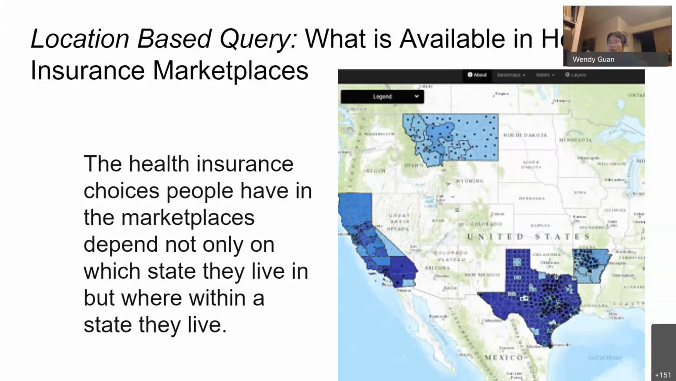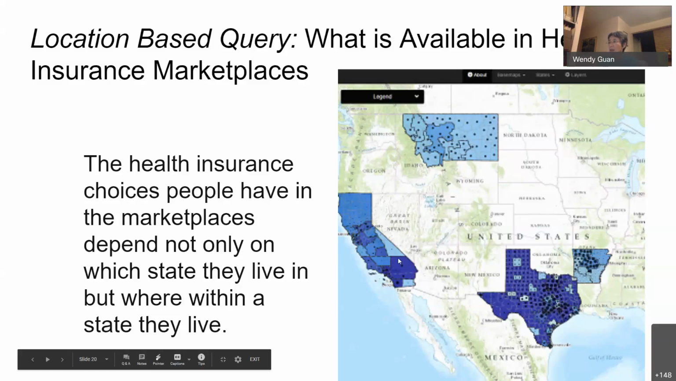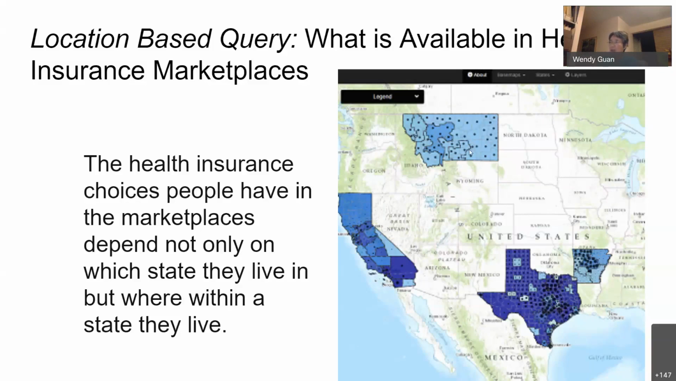So you select the health insurance services available for your home address, for example, and you can see that, the lighter the color, the fewer the choices. So some of these places have very few choices versus other places that have more, like Southern California or Texas would have more choices versus Montana and Louisiana have very few choices.